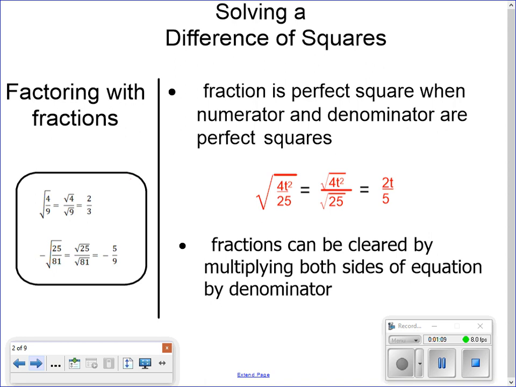The other way that you could deal with fractions when we're dealing with differences of squares is you could clear them from the beginning by multiplying both sides by the denominator, or by the common denominator if there's more than one fraction there. That would allow you to solve the equation without having to deal with fraction operations.